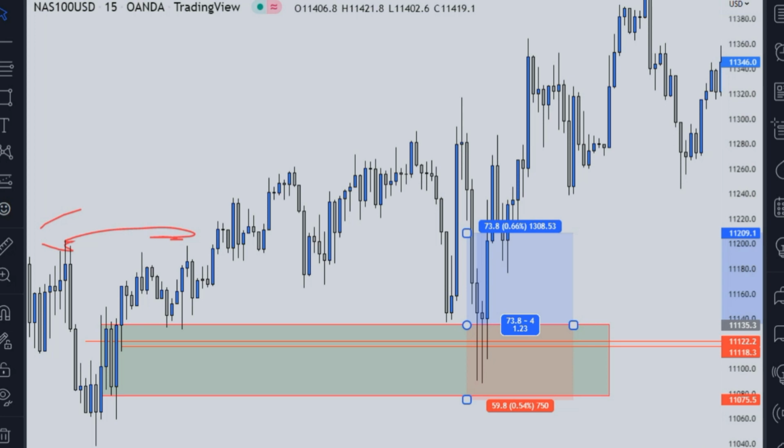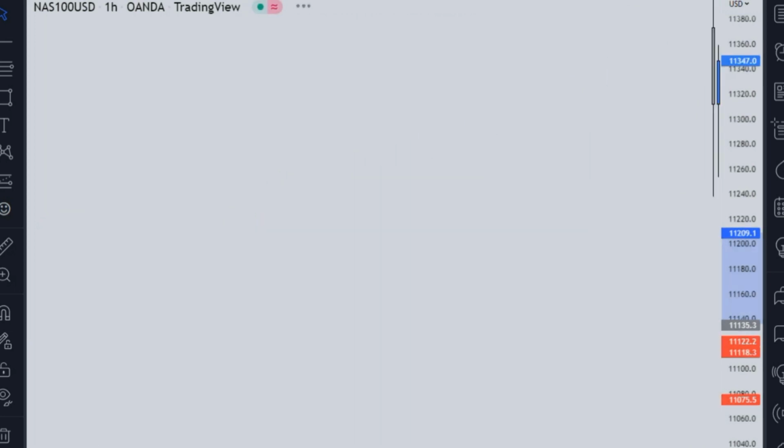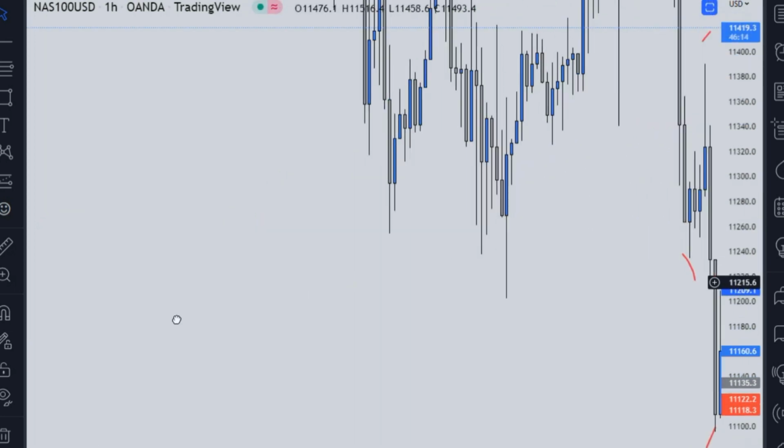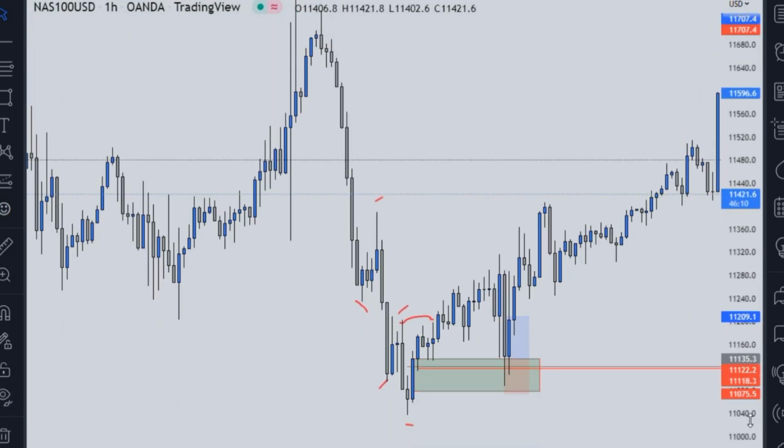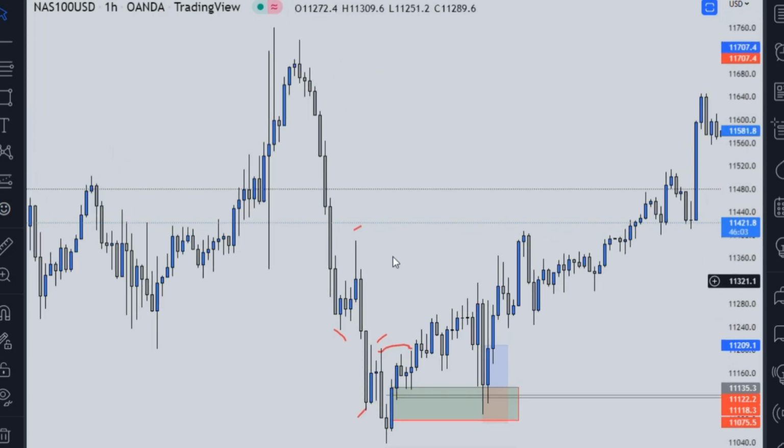Remember, your entry point is based on the H1, so we can quickly go back to the H1 to set our take profit points, right? I'm just going to zoom out. Our take profit points over here would have been either this one over here or this one at the top over there, because when the market is in a downtrend, we would anticipate that it will come back to retest this level where it broke so that it continues.